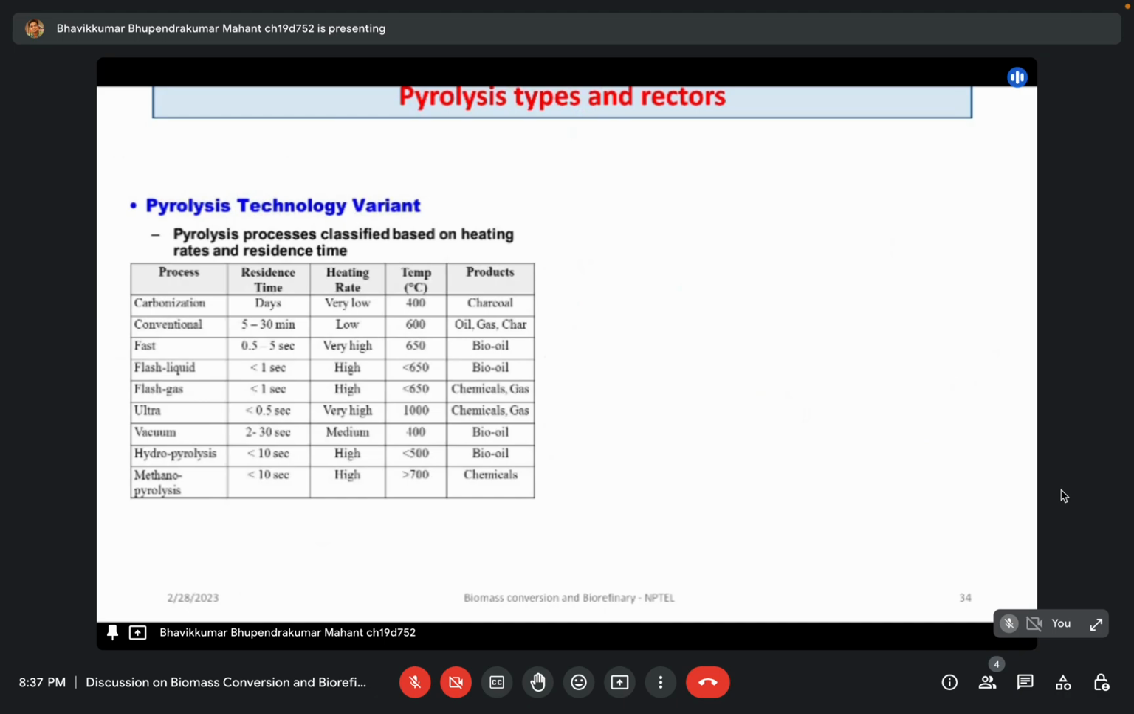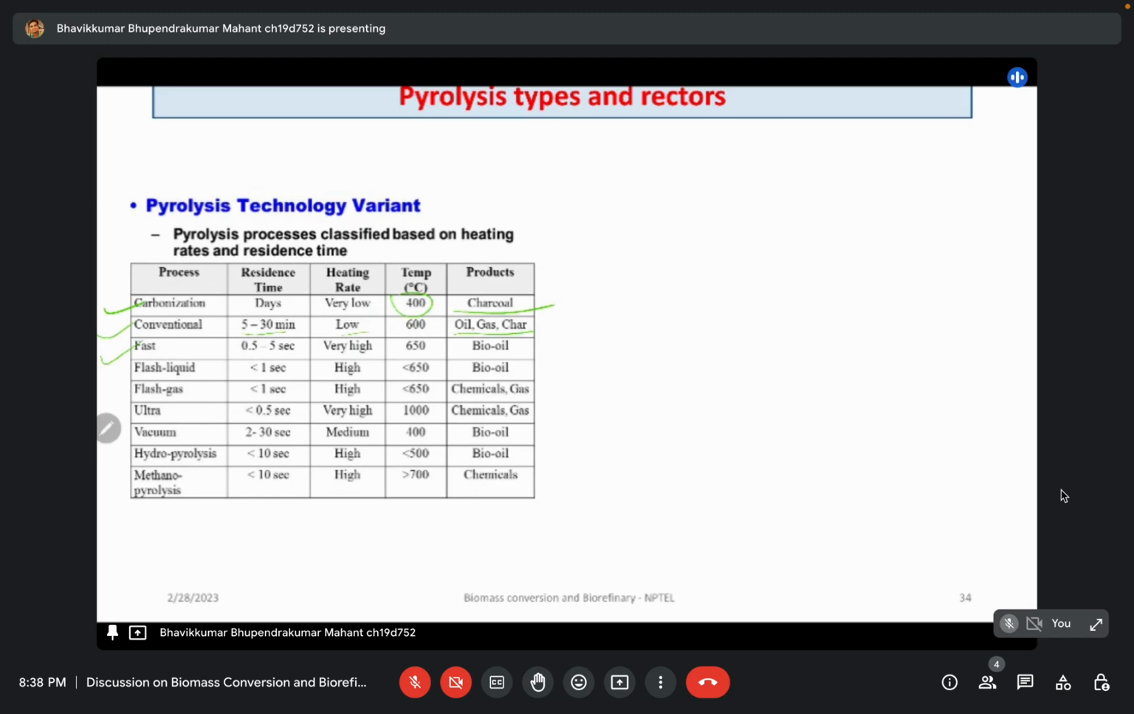The questions come many times about the types of pyrolysis, and how much residence time and what products there are. So mainly the pyrolysis technology processes are, first, carbonization. It requires days to complete, the heating rate is very low, and the temperature is around 400 degrees centigrade. You will get charcoal as the product. Conventional pyrolysis requires 5 to 30 minutes of residence time. The heating rate is low, at 600 degrees temperature. You will get oil, gas, and charcoal. Fast pyrolysis is the type of pyrolysis where the whole process takes place in 0.5 to 5 seconds. It is a high heating rate.